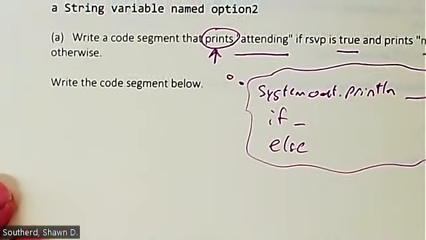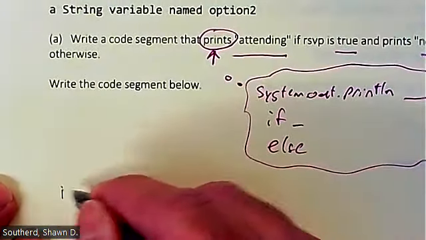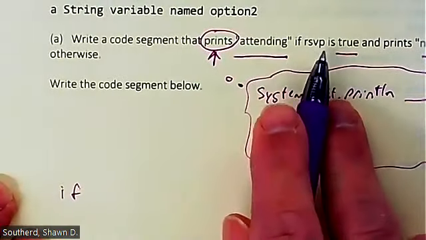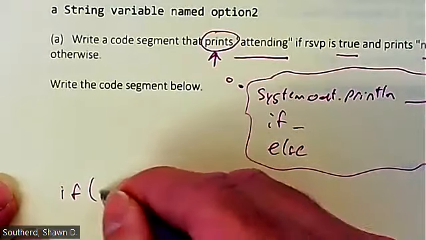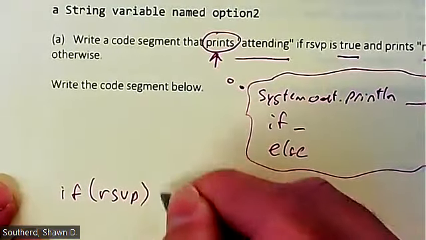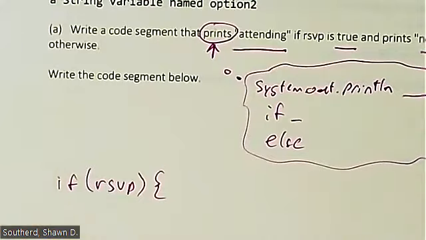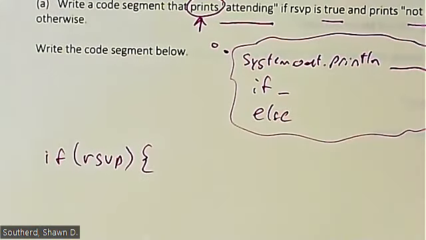So this one's pretty straightforward. We're going to start with an if statement. And it's going to say if RSVP is true. There's a couple ways to do this, but the easiest one is just to say if RSVP. Now, some of you might be thinking, wait, don't you need the double equals true? And the answer is you don't need it. Why? Because RSVP, as it says above, is a Boolean variable.